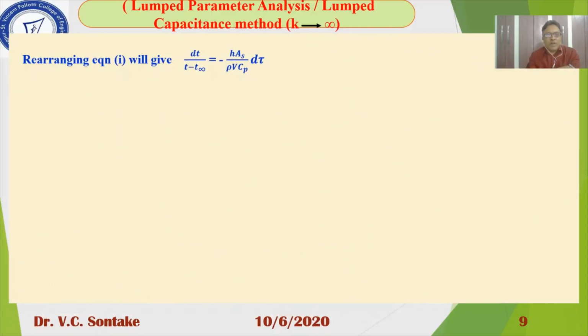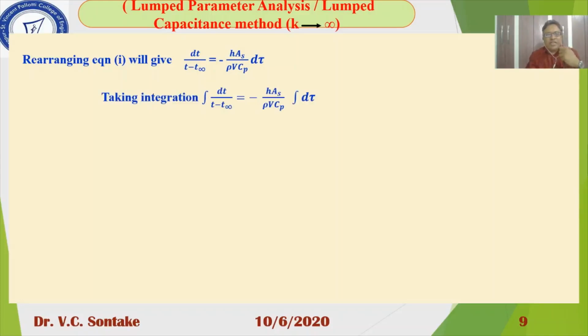Now after arranging equation number 1, it will give me dT over T minus T infinity is equal to minus hAs over rho V Cp theta. What I did, I just rearranged the terms.